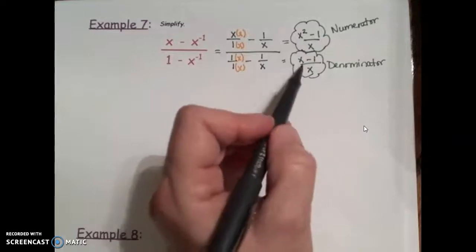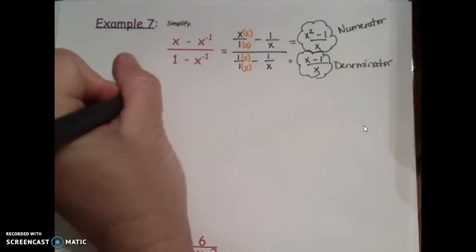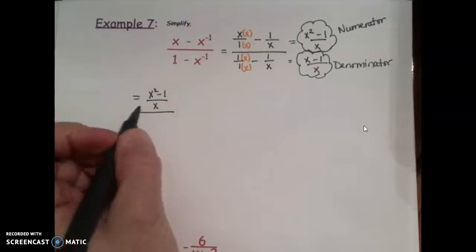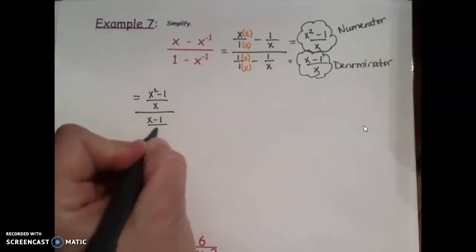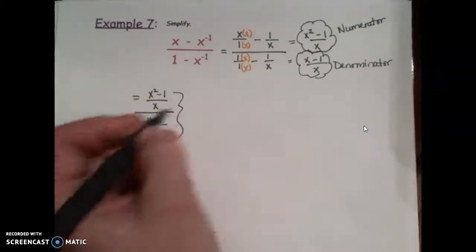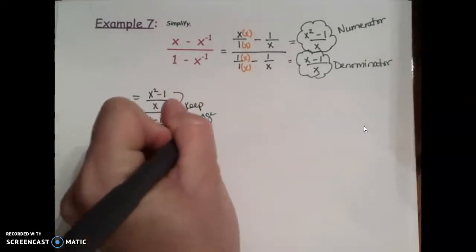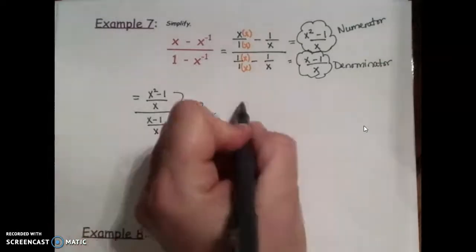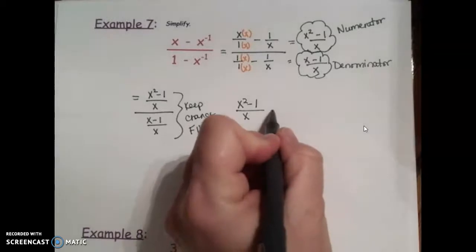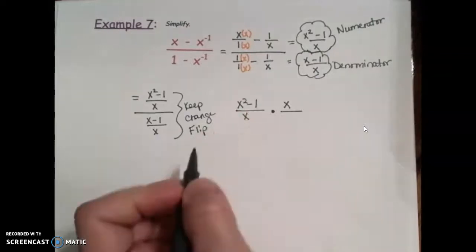So now we have that fraction divided by a fraction. So I'm going to rewrite this as x squared minus 1 over x divided by x minus 1 over x. And remember, when we're dividing a fraction by a fraction, we want to do keep, change, flip. So when I do that, I'm going to have x squared minus 1 over x, keeping that first fraction the same. We're going to change that division to multiplication, and I'm going to flip that second fraction.